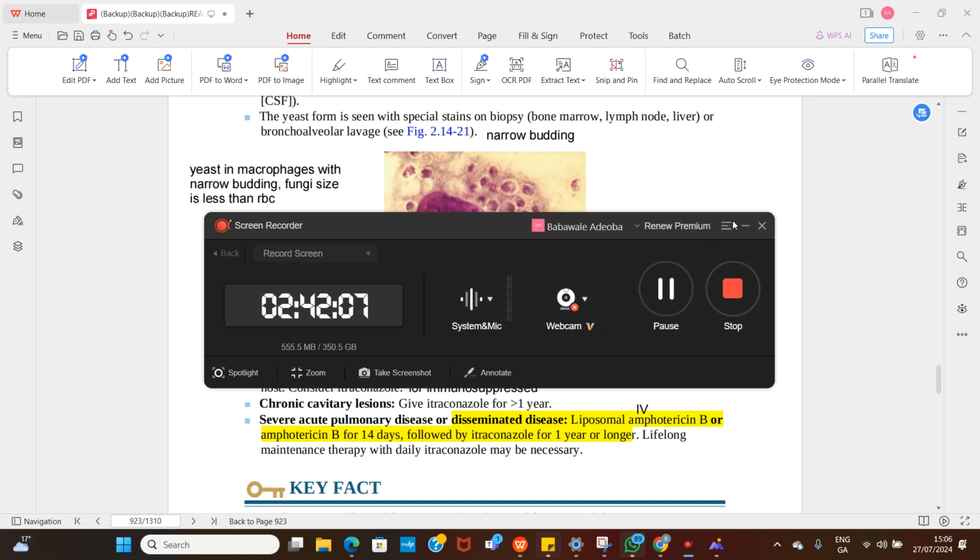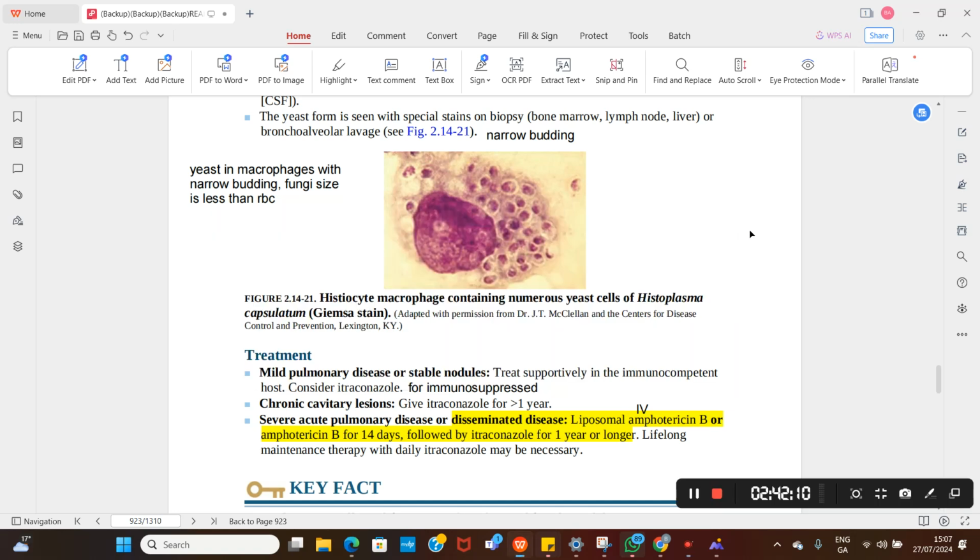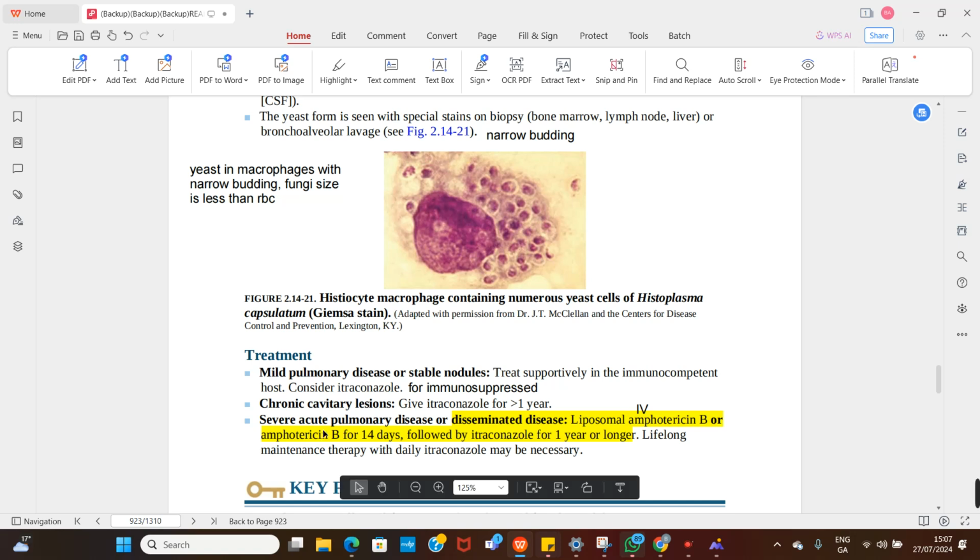Don't forget about the approach to treat histoplasmosis. If the pulmonary disease is mild, they're having stable nodules, and the patient is immunocompetent, don't do anything. Just treat supportively. But if the person is immunosuppressed, even despite the stable nodules and the mild pulmonary disease, still give itraconazole. For the chronic cavitary, give itraconazole for 1 year. For the acute pulmonary disease that's severe or disseminated, give your amphotericin and continue with your itraconazole.